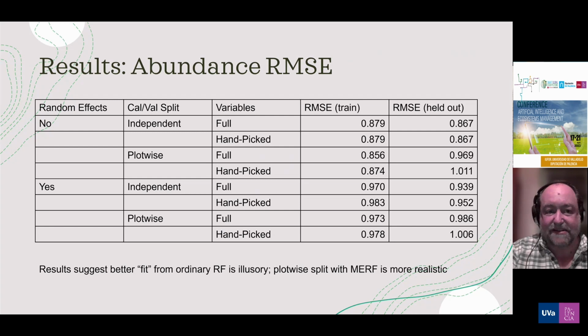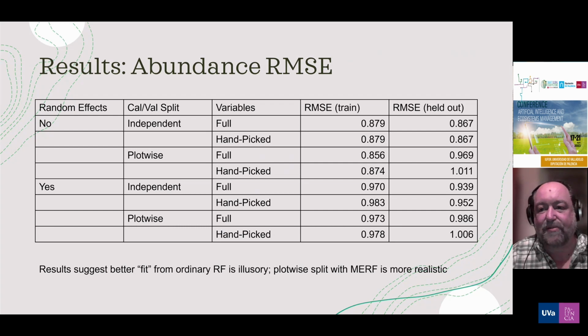The first surprise is that the simplest approach, random forest out of the box, no random effects, just a crude independent cal-val split, and leaving all the variables in, always gives us the best root mean squared error on the training data, almost or nearly, and the apparent best performance on the held out data. Now, that's true, but it's also kind of cheating if we're thinking about how well would we do predicting new plots, right? This is giving the algorithm access to the entire population of plots in the data set.